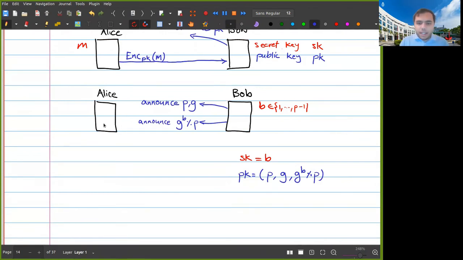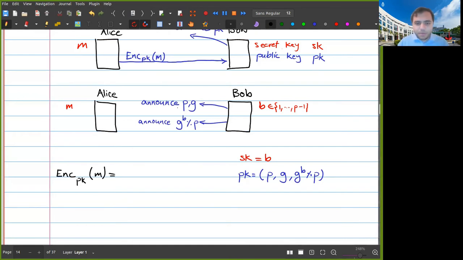Now, Alice is online. Alice wants to send a message to Bob and wants to make sure that only when Bob comes back online, he's the only one who can actually read this message. So Alice should somehow encrypt the message using this public key. Right, so Alice has this message M. And what we want to define is how to encrypt. So how would you encrypt using this public key some message M?